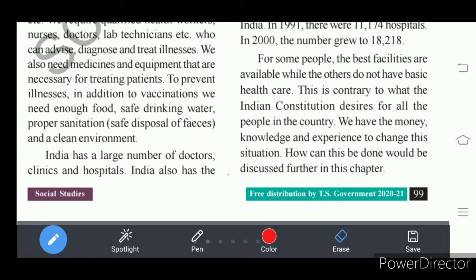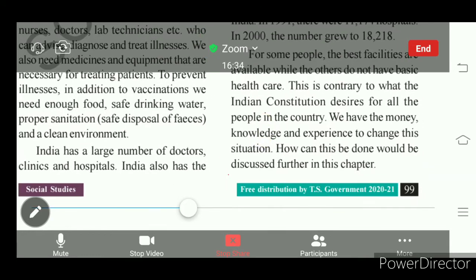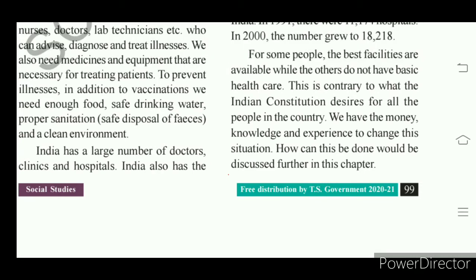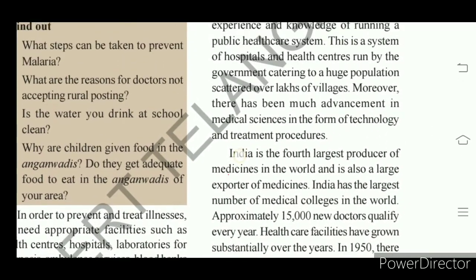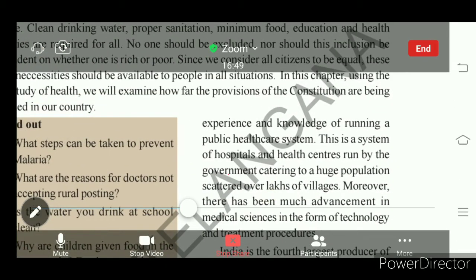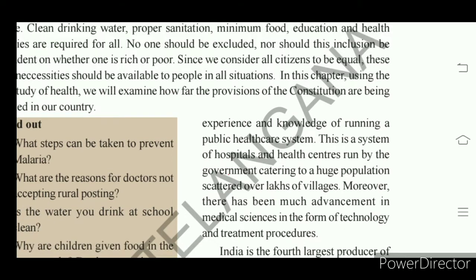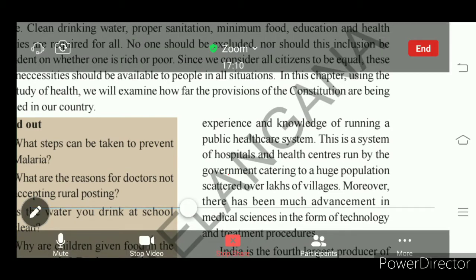In our India, we have large number of doctors, hospitals, and clinic centers. We also have experienced and knowledgeable people. That means we have public health care systems very well in India. That is what we call the system of hospitals and health centers which are run by the government.